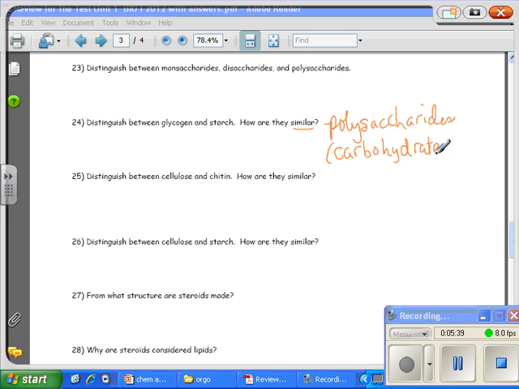So if you have time to look at those organizers that I made for you, it would probably help organize your mind with this. Glycogen is the polysaccharide found in animals. Animals make it. And starch is the carbohydrate in plants. And another reason that they're similar is they both store energy. So when you have too much glucose, you change it into glycogen. And when a plant has too much glucose, it changes it into starch. So we can use them later.